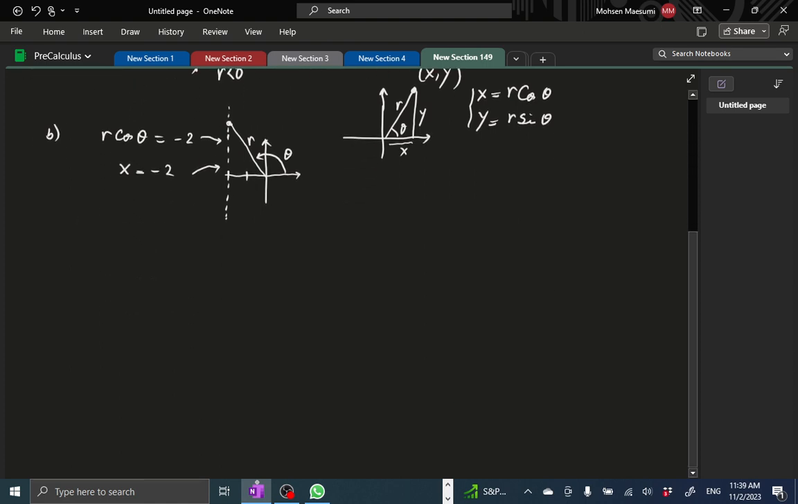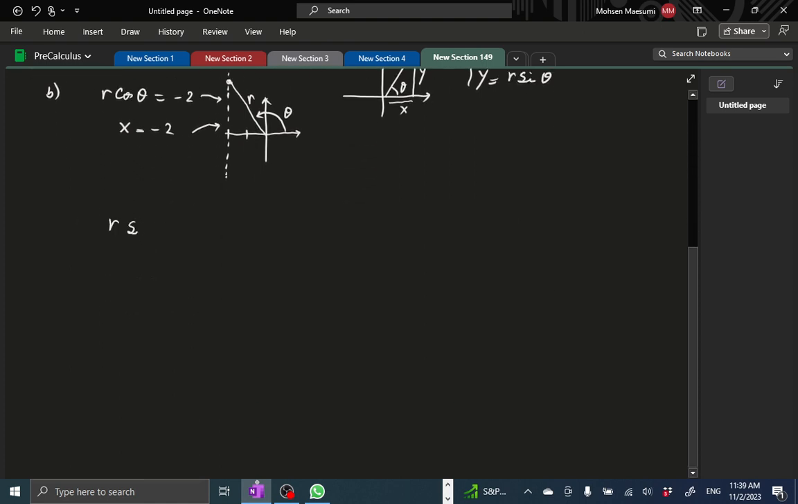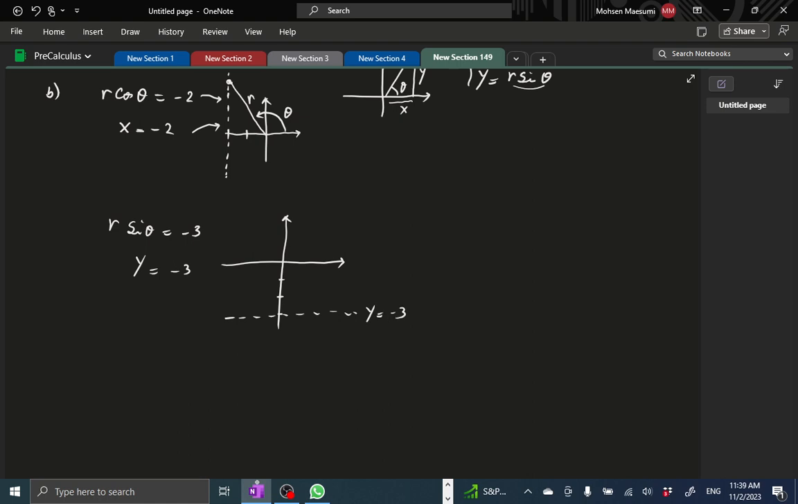And similarly, if you had r sine of theta, say, equal to minus 3, r sine is, of course, y. So this is the same as saying y is equal to minus 3. And what would you have done in that case? Well, it's a lot easier to think about it in terms of this equation: y is equal to minus 3 is here. So you can call that y is equal to minus 3, or you can call it the graph of r sine of theta is equal to minus 3. Again, what's happening here?